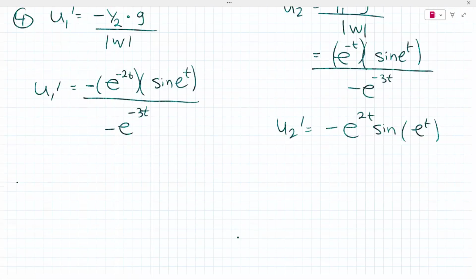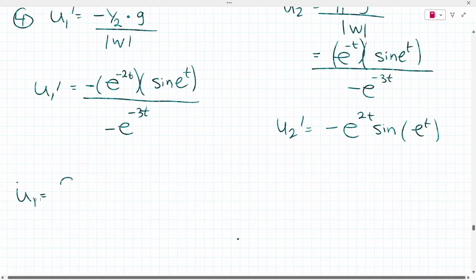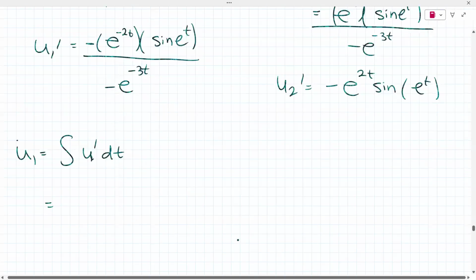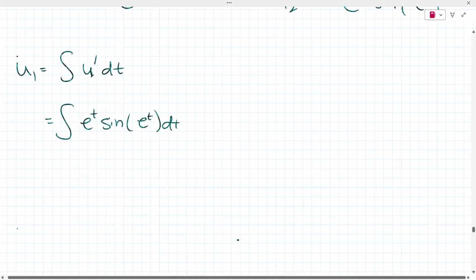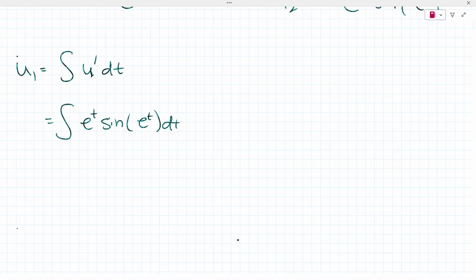Okay, now what we have to do is find my u1, which is the integral of u1 prime dt. So that is going to be the integral of e^t sin of e^t dt. And then how do you find the integral of this? You could just simply use substitution. I'm going to say, instead of u, let x equals e^t. And then my dx is going to be e^t dt.